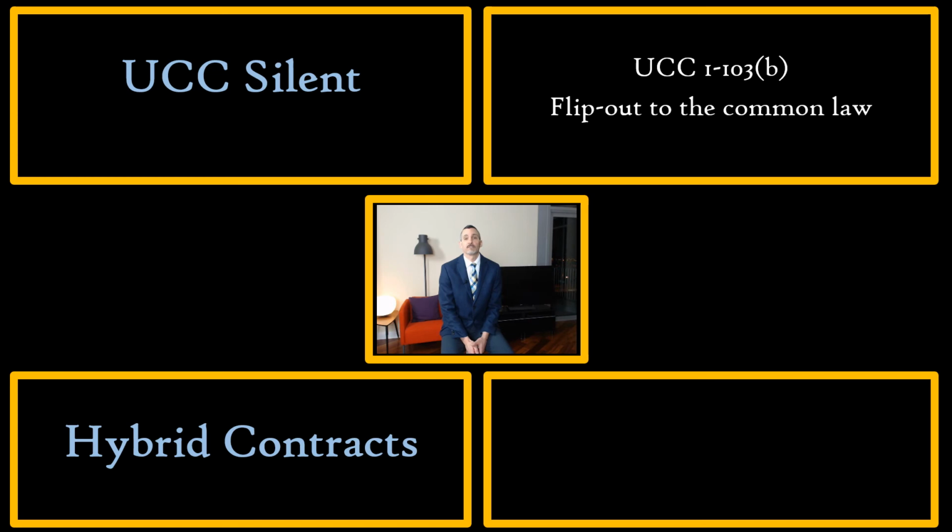We also talked about the situation where you have a hybrid contract, where the contract involves both goods and services. Do you apply the UCC or do you apply the common law? Well, first you're going to apply the predominant factor test. If the sale of goods is the predominant factor, you will apply the UCC to the legal issue under that contract. If the common law element, the services, for example, were the predominant factor of that contract, you will apply the common law to any legal issue arising under that contract.